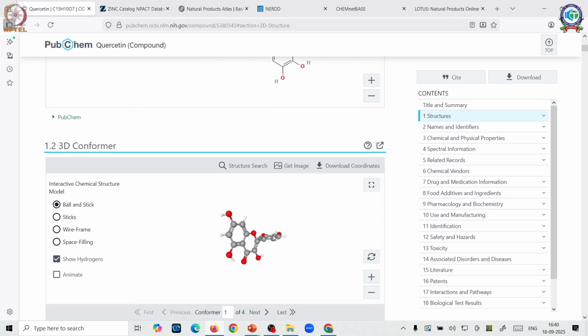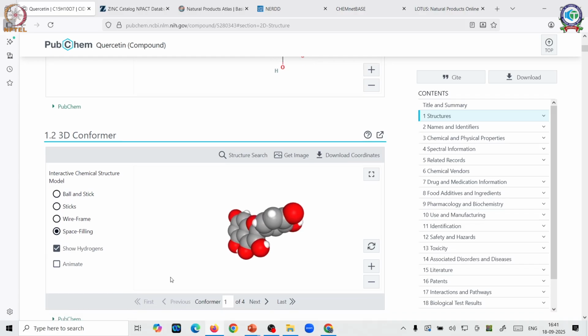You just keep your cursor here and you can enjoy beautifully how this molecule occurs in nature, in what is called the energy minimized or the most stable conformation, in different forms: the ball and stick model, just the stick model, the wire frame model, or even the space filling form. So you can appreciate how the flavonoids are localized in that.